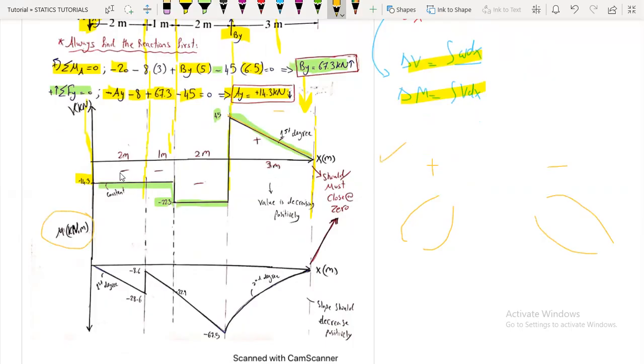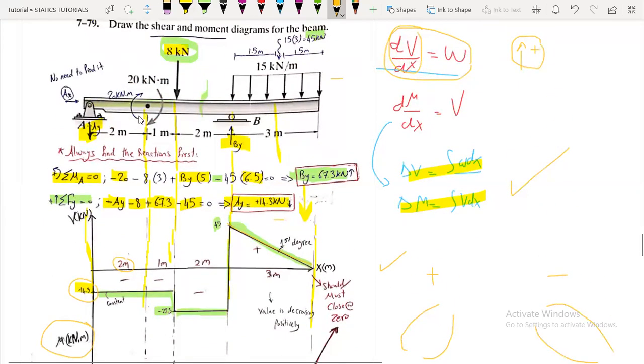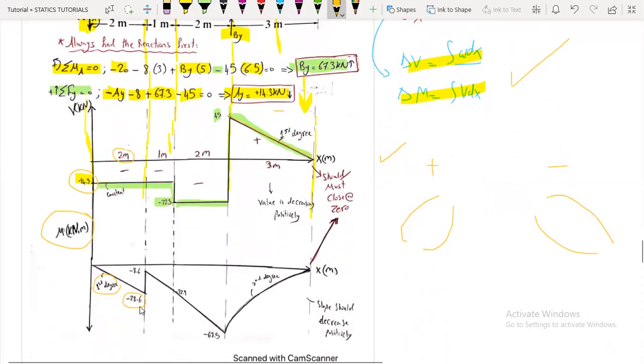Here the area is what? 2 multiplied by minus 14.3. So it's minus 28.6, and here the shear is a constant, or 0 degrees, so here the moment will be first degree because we are integrating. Then we have a moment which, from this side, is going upwards, so we will say minus 28.6 plus 20, we will be at a value of minus 8.6.